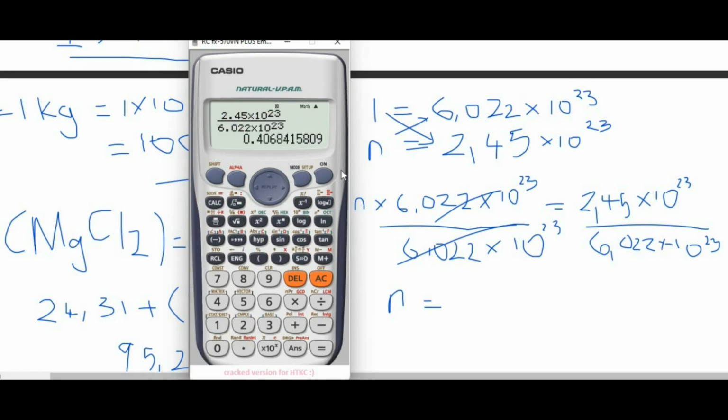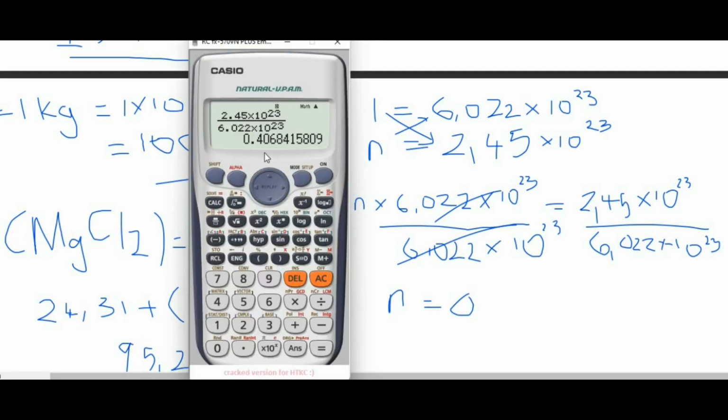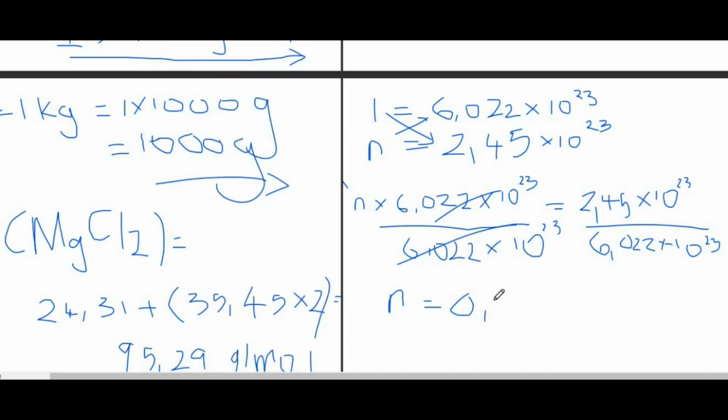You find that it is 0.41, so you see, we're going to round it off here to 0.41. If you're writing to 2 decimal places, it's going to be 0.41 mole.